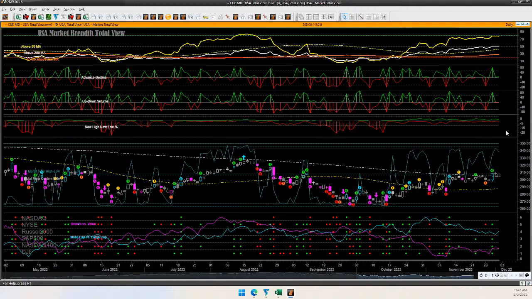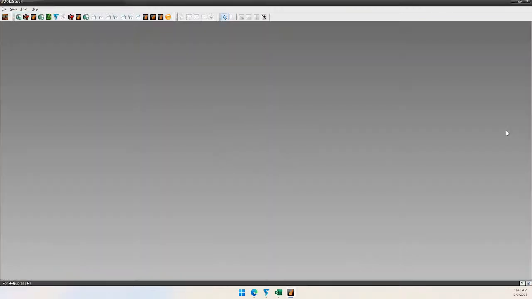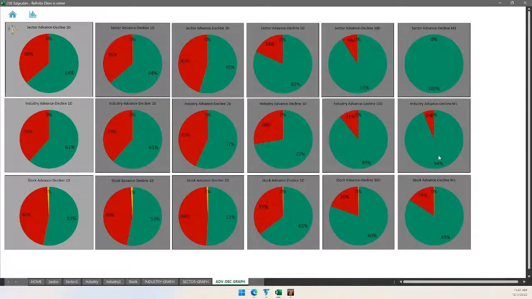Now the market breadth is looking bullish but overbought, so I will be cautious about buying. What about market internals from Q edge? That is in terms of sector, industry, stock advance decline from 1 month to 1 day. They are overall bullish. Green portions are bigger than red portions for all the charts, all the pie charts.